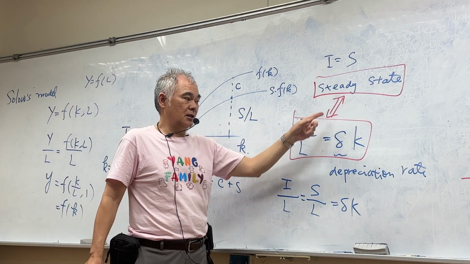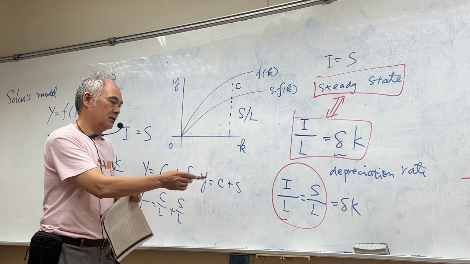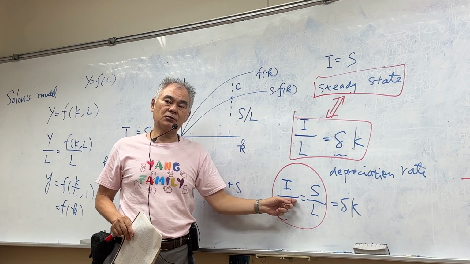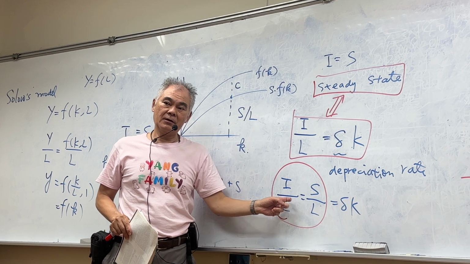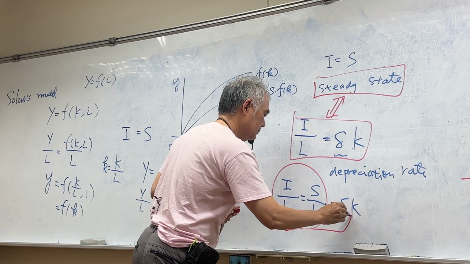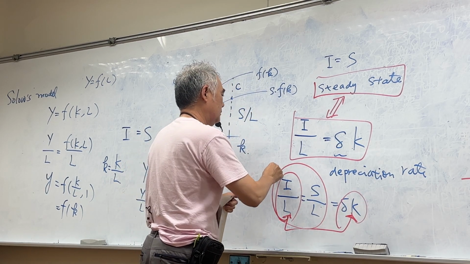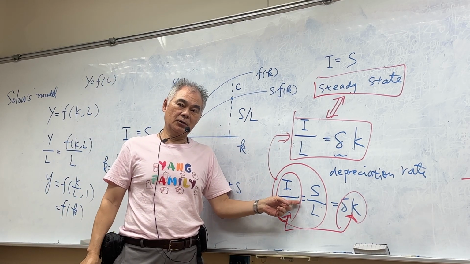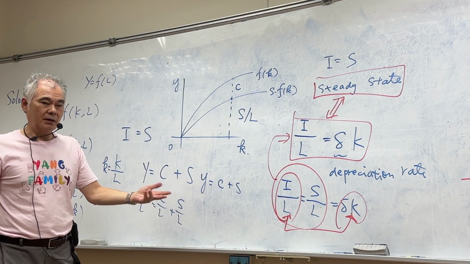So this is called steady state. And what is this? This is investment equals saving, right? That is equilibrium. So this is equilibrium, and this is steady state. That means this is steady state equilibrium. Okay, how does it work?